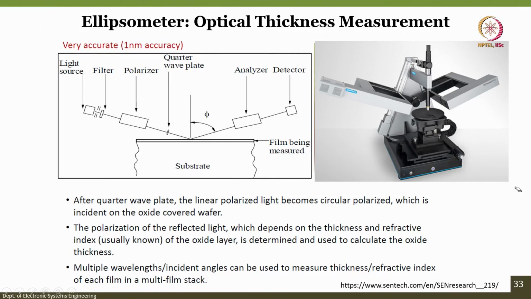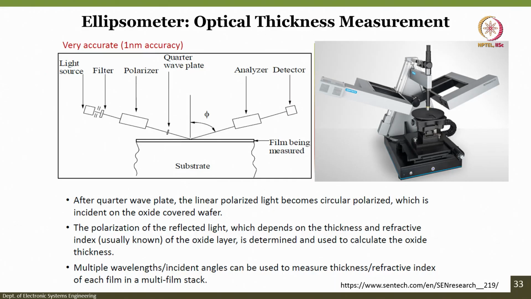We will see in one of the classes how we can use light as a source, and when you use a circular polarizer versus a linear polarizer, how the effect of the light on the tissue would help delineate the tissue types, right. We will see in one of the lectures. So, coming back to the slide, the linear polarized light becomes circularly polarized, which is incident on the oxide covered wafer. The polarization of the reflected light, which depends on the thickness and the refractive index of the oxide layer, is determined to calculate the oxide thickness. Finally, multiple wavelength incident lights can be used to measure the thickness and refractive index of each film in a multi film stack.